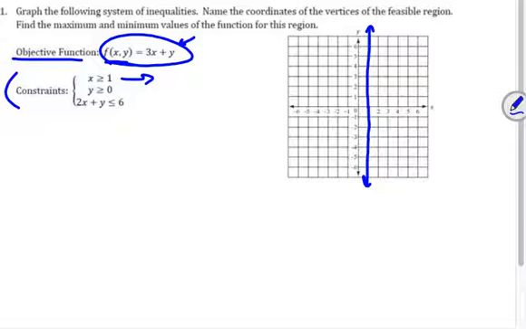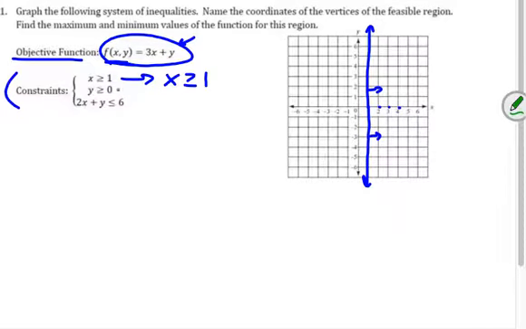Now, it also says x is greater than or equal to 1. So we want values of x. We've got to shade one side or the other here. We want values of x that are greater than 1. Well, it's pretty easy when it's a vertical or horizontal line. 2, 3, 4, all these are bigger than 1. So I know I'm going to shade this area. So I'm going to draw a little arrow there to show that I'm going to shade that side.